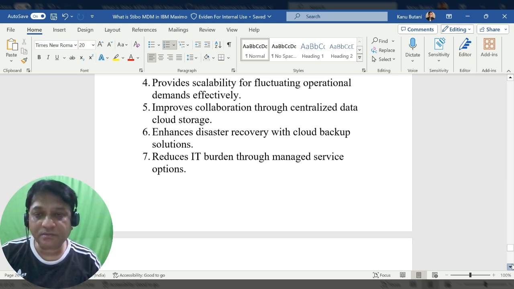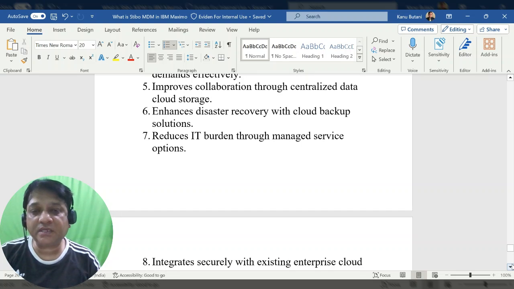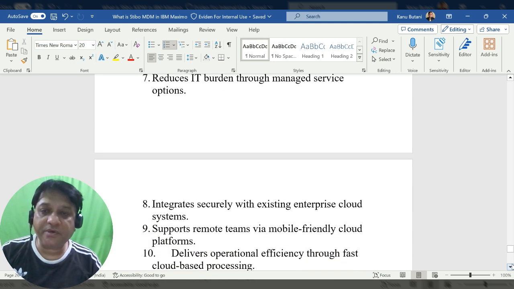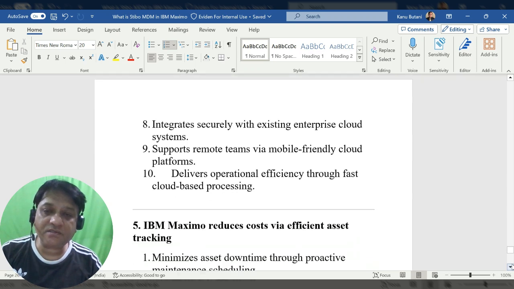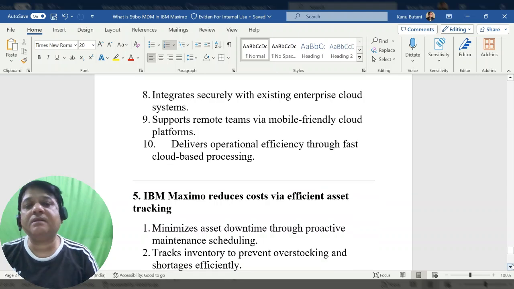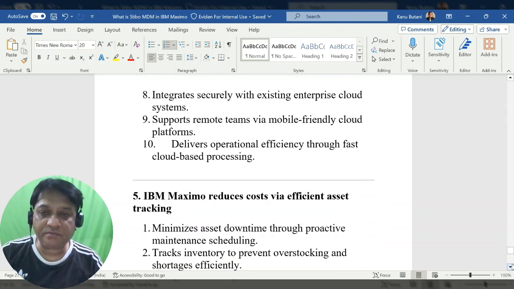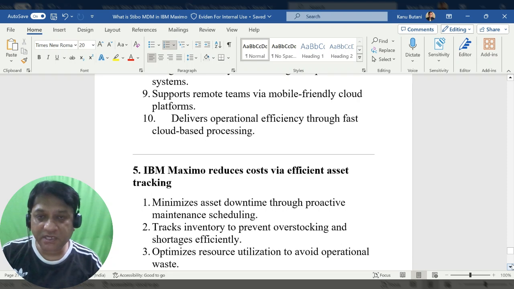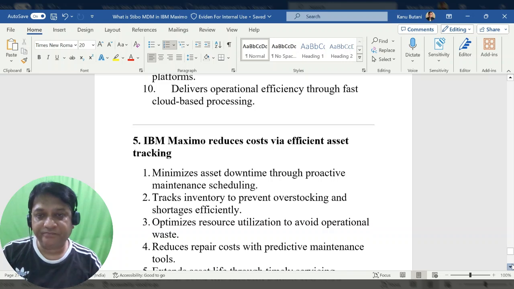cloud storage, enhances disaster recovery with cloud backup solutions, reduces IT burden from managed services, and integrates securely with existing enterprise cloud systems. It supports remote teams via mobile friendly cloud platforms, delivering operational efficiency through fast cloud based processing.